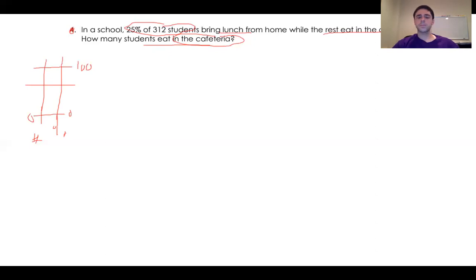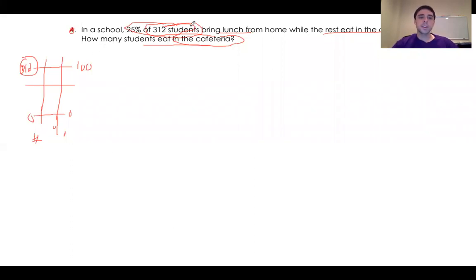If you said yes, what's the value at 100%? Right, exactly, awesome. The value is going to be 312. We're told that 25% of a total of 312 students bring lunch from home. So therefore, 312 is going to be our value at 100%, since that is the total number of students.